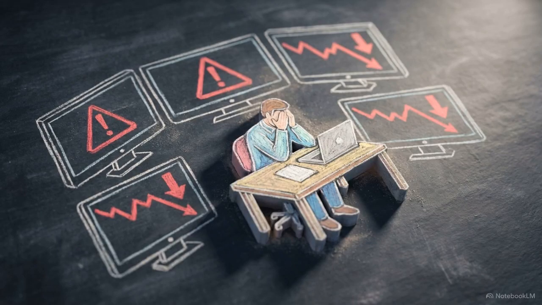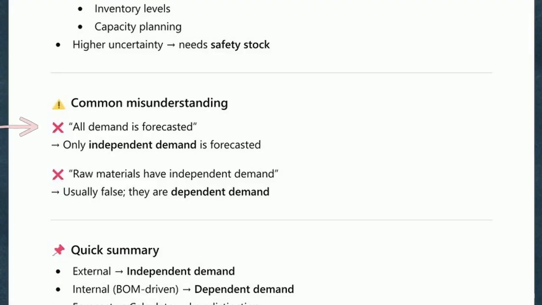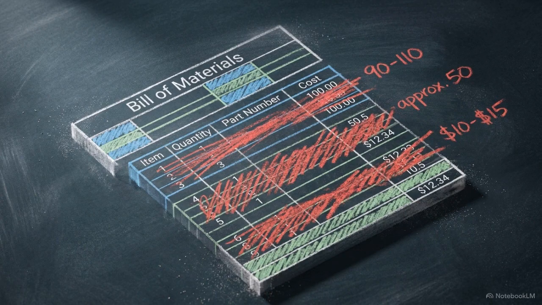Misunderstanding these classifications leads to some of the most costly operational errors made by planners. The first myth is that all demand is forecasted. As the text corrects, only independent demand requires forecasting. The second dangerous assumption is that raw materials have independent demand. They are pure dependent demand, driven rigidly by the BOM. Forecasting raw materials introduces artificial variance into a system designed for exactness.